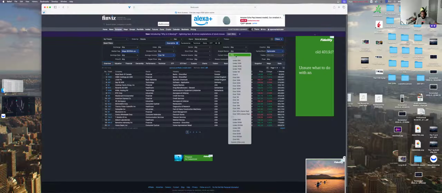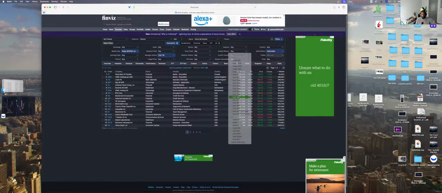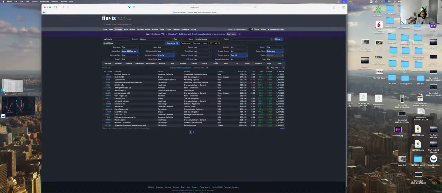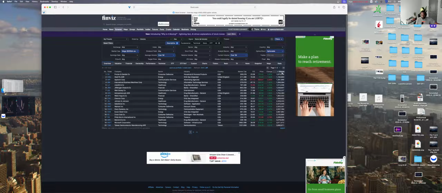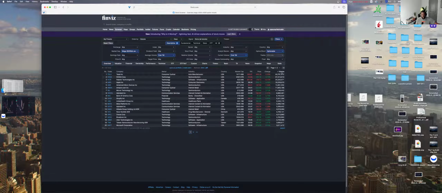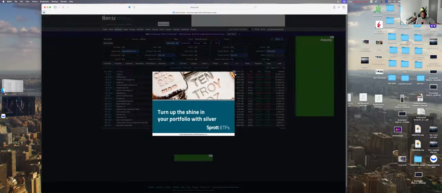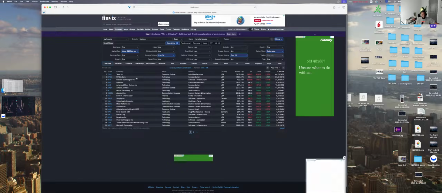I'm trying to see current volume. I want the current volume to be over 1 million as well. So you guys are gonna see how this changes. And then you see right here where you see volume, I'm gonna click this and I want to see the highest volume. So now I'm seeing a scanner of all the stocks that are trading heavily. So this gives me an edge.